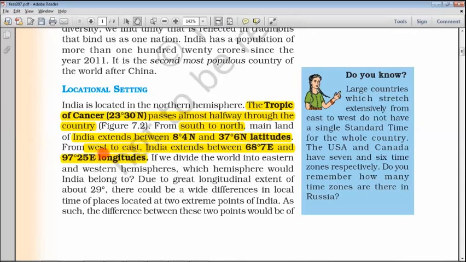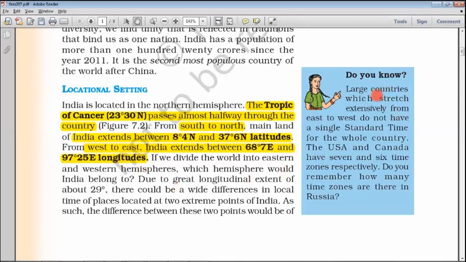From west to east, the longitudinal extent of India lies between 68 degrees 7 minutes east and 97 degrees 27 minutes east. If we divide the world into eastern and western hemispheres, India comes completely into the eastern hemisphere. From this longitude to the other longitude, there is a difference of about 29 degrees. So it's a great difference. There will be a difference of time as well, because longitudinal degrees measure the time of a particular place.